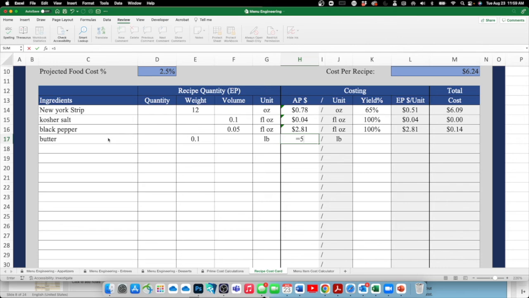Now, if I get it by the case, maybe that case price is going to be a little bit different. I've got 32 sticks of butter, 32 pounds of butter in a case. I take the 32-pound price, the price for the case, $150 or whatever it is, divided by 32, and that's going to give me my pound cost. Here I already know it, so I'm just going to hit enter.